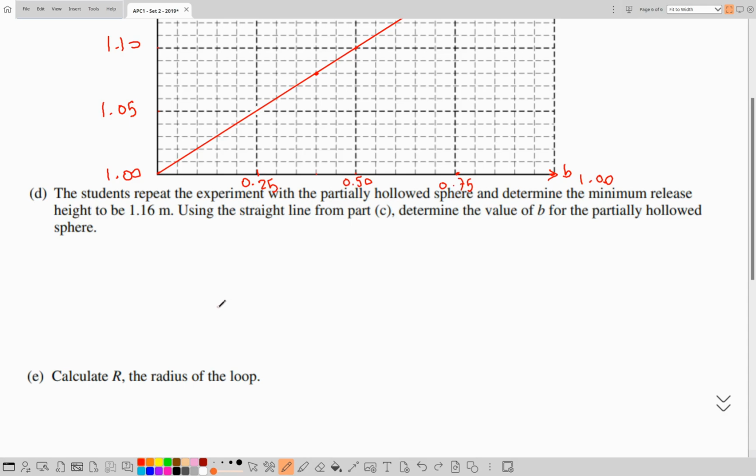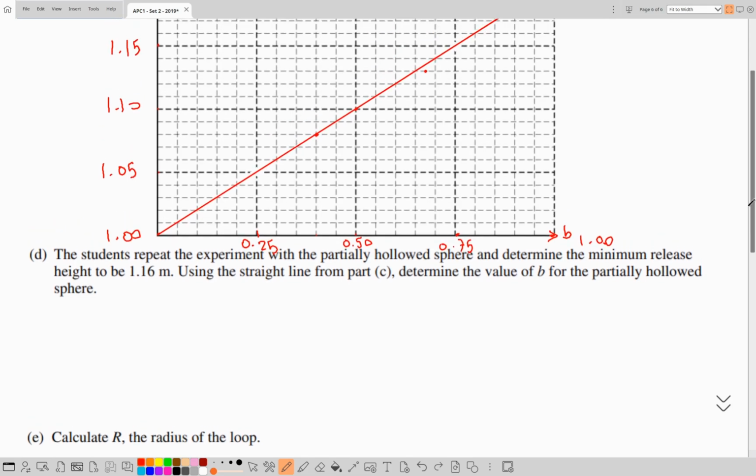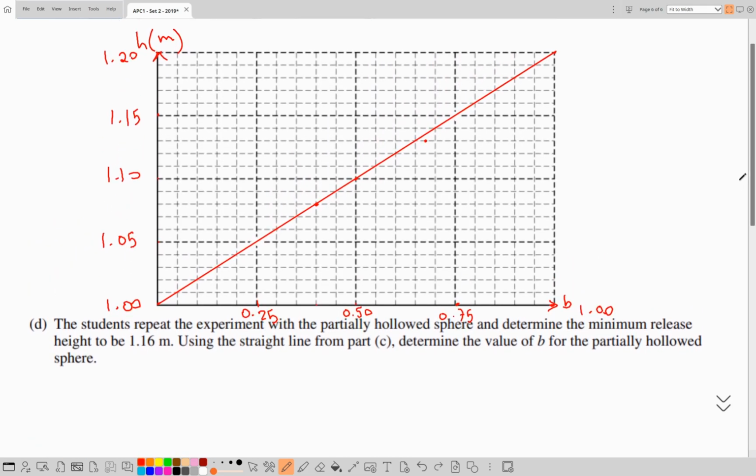Now in part D, the students repeat the experiment with a partially hollowed sphere and determine the minimum release height to be 1.16 meters. Using the straight line from part C, determine the value of B for the partially hollowed sphere.